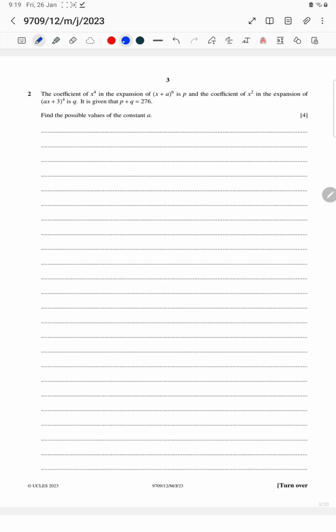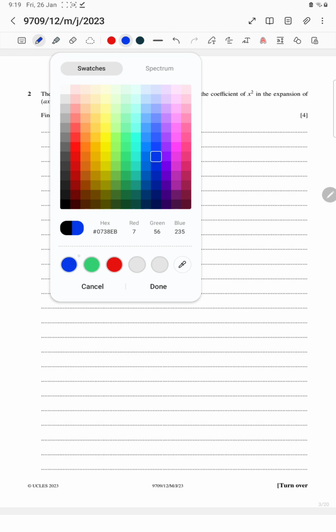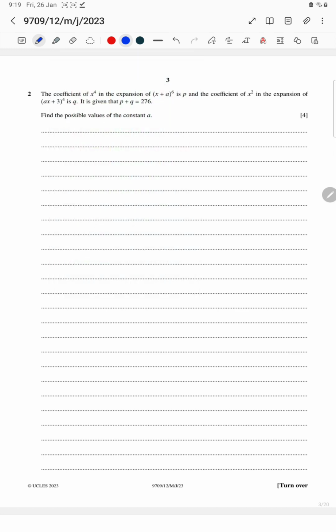Okay guys, in question number 2, we are given that the coefficient of x^4 in the expansion of this is p, and the coefficient of x squared in the expansion of this is q. It is given that p plus q equals 276. Find the possible values of the constant a.